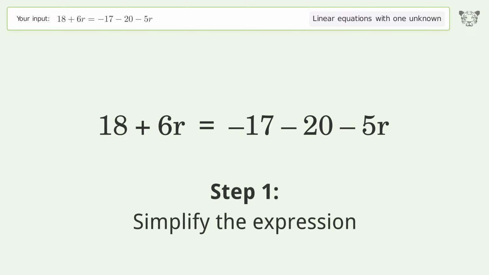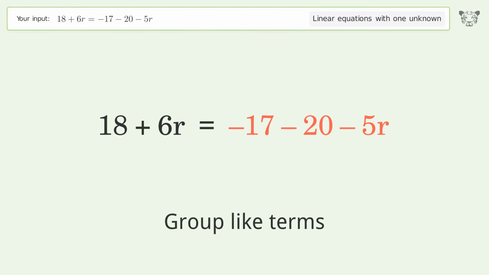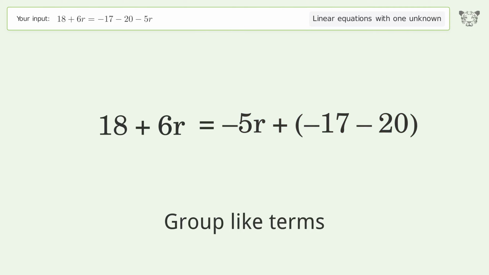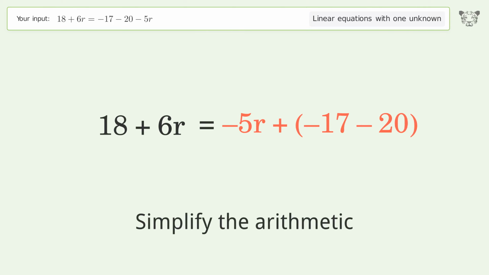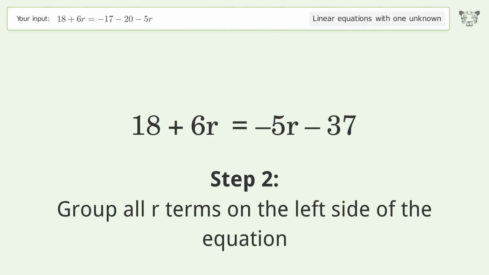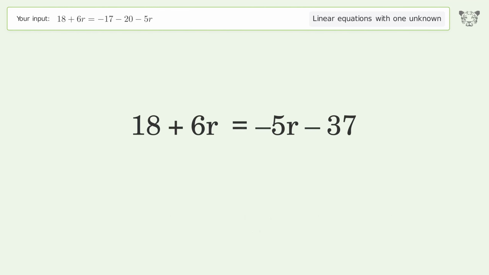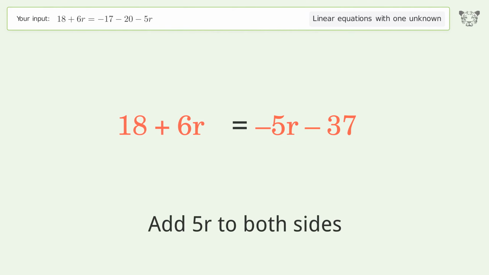Simplify the expression. Group like terms. Simplify the arithmetic. Group all r terms on the left side of the equation. Add 5r to both sides.